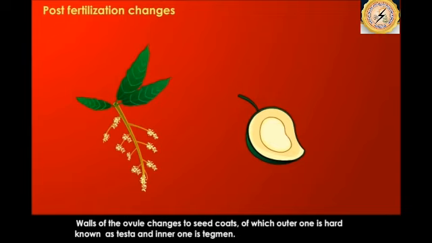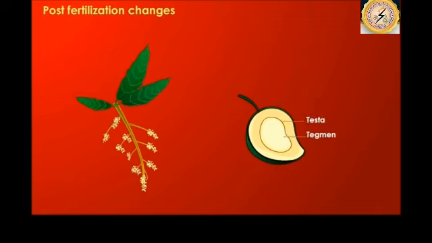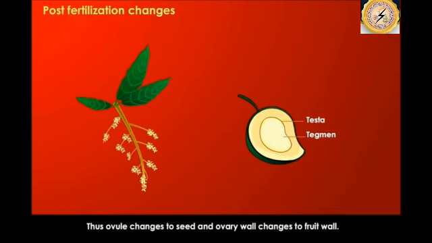The wall of the ovule changes into the seed coat, of which the outer one is hard, known as the testa, and the inner one is the tegmen. Here we can observe very well the testa and the tegmen. So thus the ovule changes to the seed and the ovary into the fruit wall.